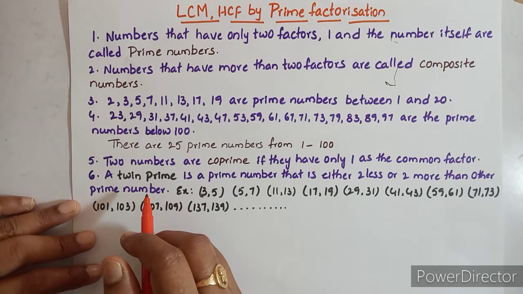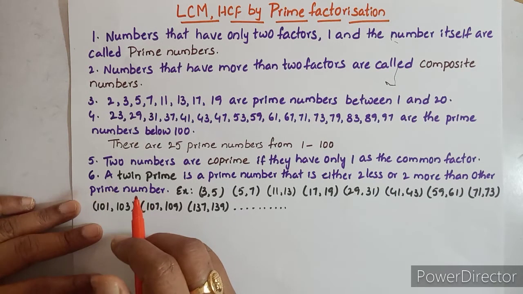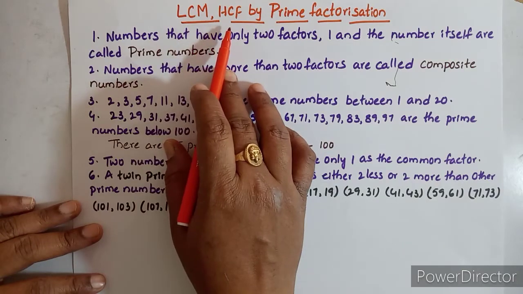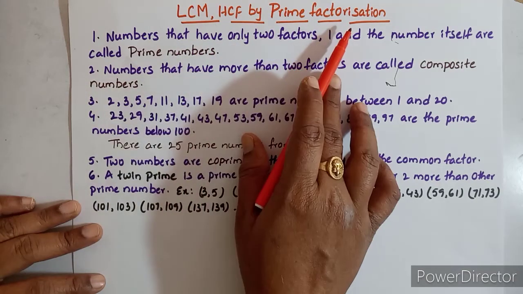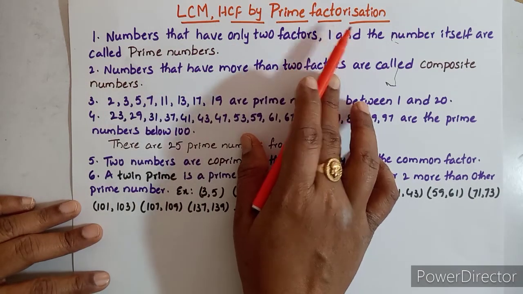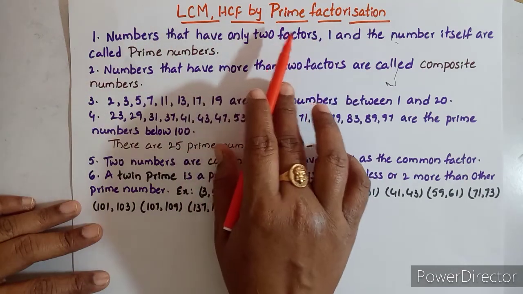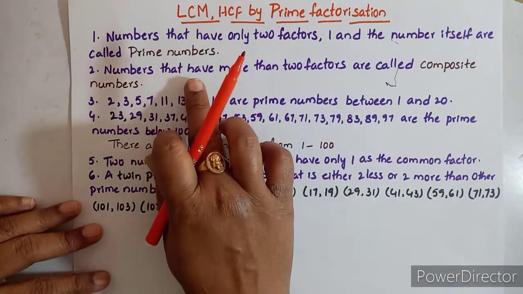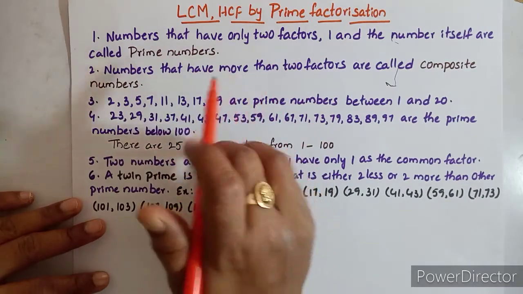Last session we discussed multiples and factors, and today's session we are going to discuss LCM and HCF, and how to find them by using prime factorization. Before finding them by prime factorization, first of all we should know what prime numbers are.